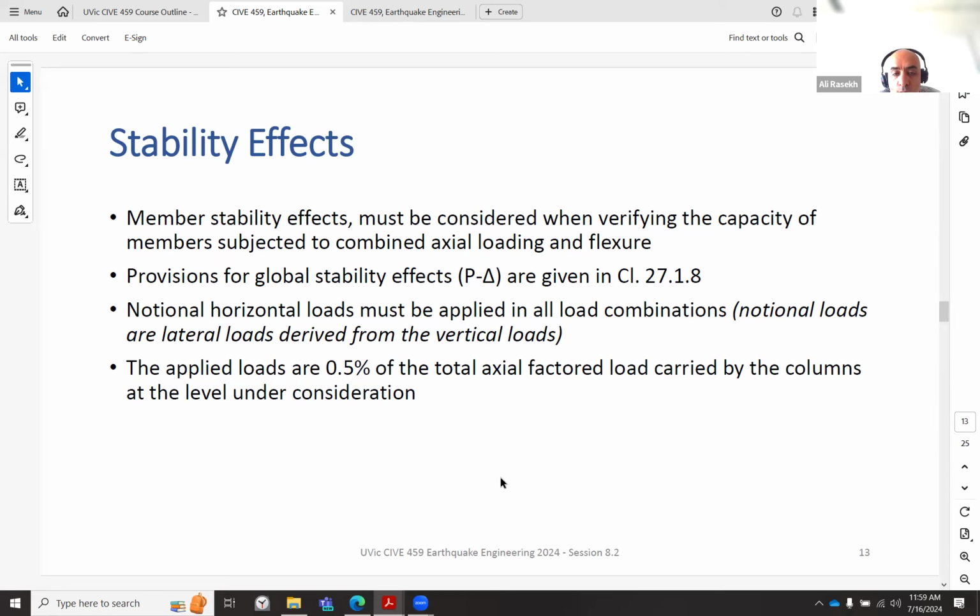So in the US, we don't have it. In Canada, it's mandatory to apply the notional load to assess basically a stability effect, and that notional load is like 0.5% of total axial factored load, which means vertical load in your column. It's applied horizontally to push the column to the side and make sure that it's stable. It doesn't buckle.